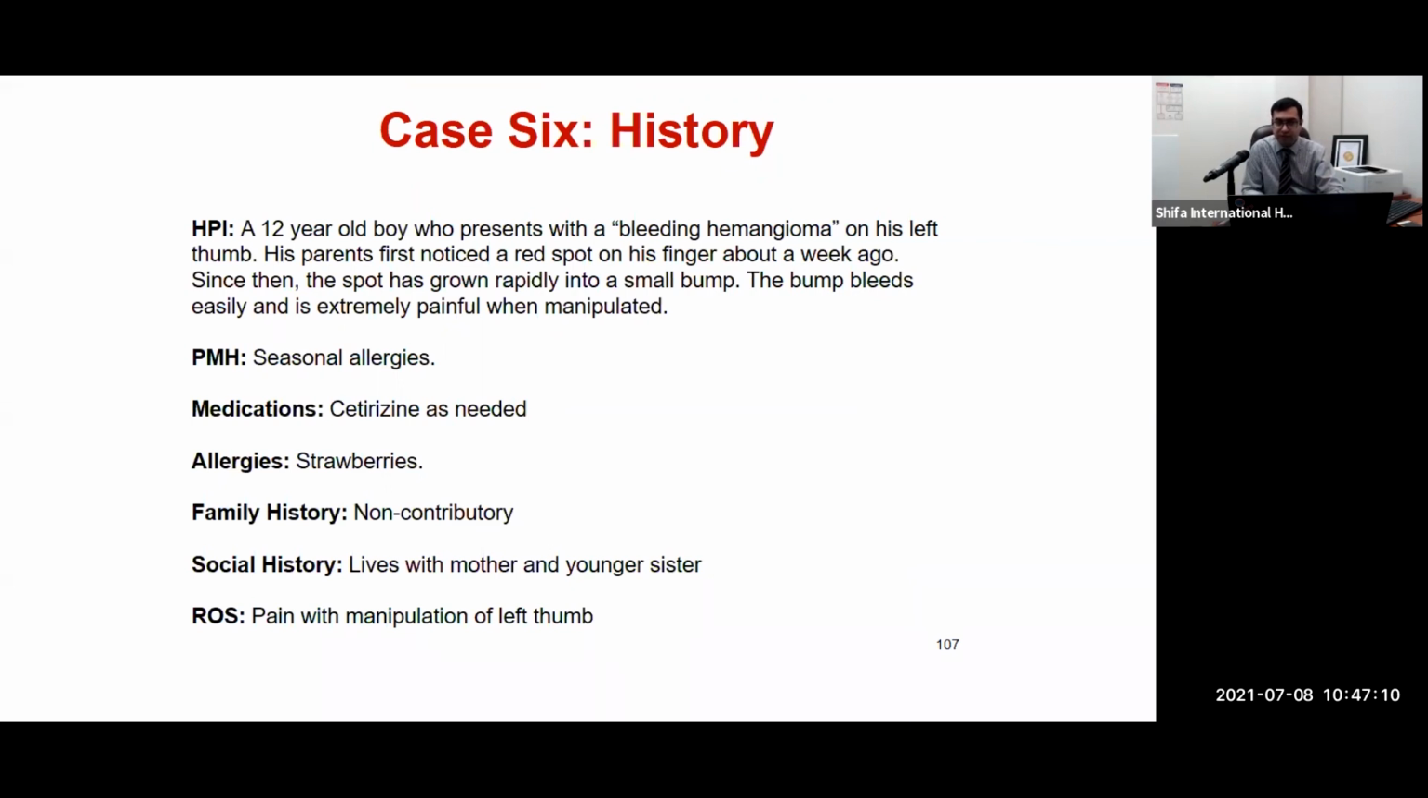A 12-year-old boy who presents with a bleeding hemangioma. Now, this gives us the idea. Is hemangioma common at that age? No, this is quite an atypical age. He never had any vascular lesion in the last 10, 12 years. It just came out without any prodrome, without any issues, and on the left thumb, so more on an exposed part of the body. Has trauma caused that?